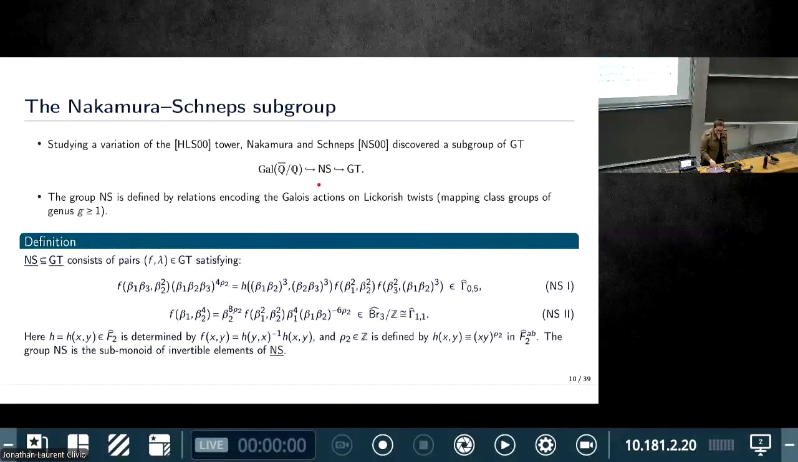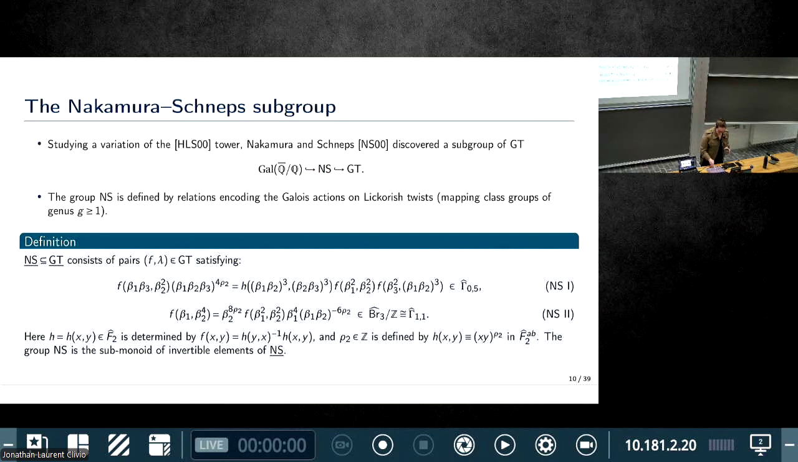And then they found out that if they looked at how GT acted on it, they actually got an additional relation, which encoded how the Galois action acts on Dehn twists. These weird little symbols here are coming from what happens in genus 1. I won't get into it. But they defined a subgroup of GT, which they called G, for group. I'm not the only one who gives random letters to things, but anyway, I'm going to call it NS for Nakamura-Schneps. This is a subgroup of GT. We don't know if it's a proper subgroup, but it's a subgroup, and it contains the absolute Galois group.